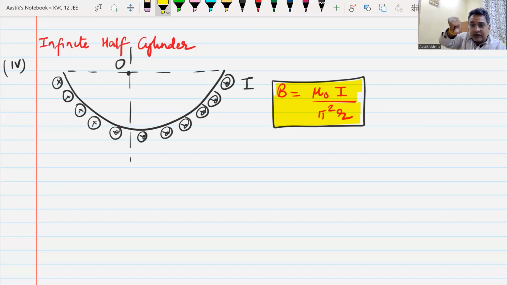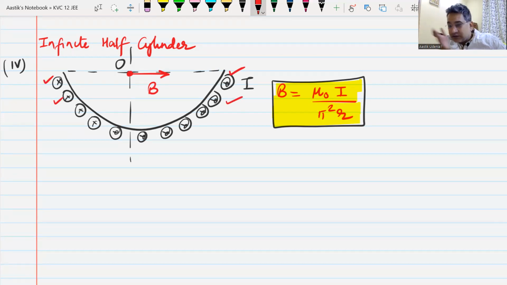So again, current is going in this direction. The magnetic field will go like this. All the other components will get cancelled. See, this component will cancel out this component. This component will cancel out the vertical component of the other one. So the horizontal components will keep on adding. Do we understand this? This is infinite half cylinder.